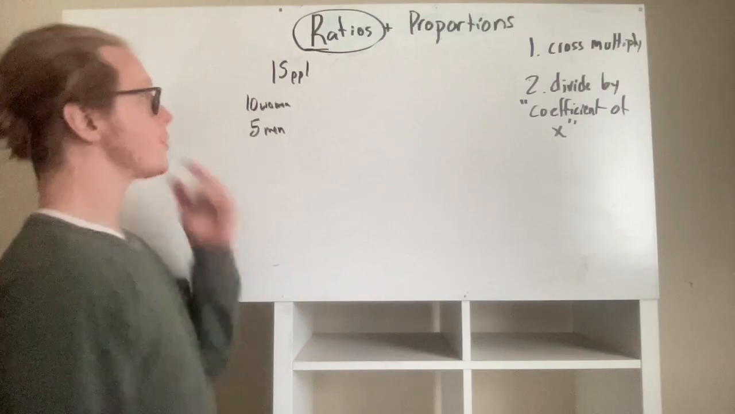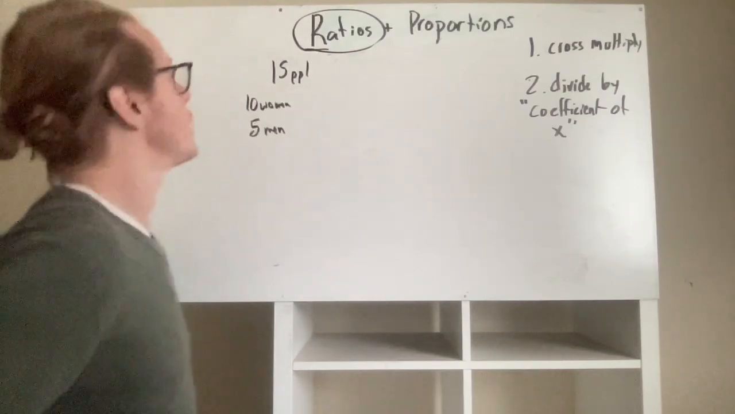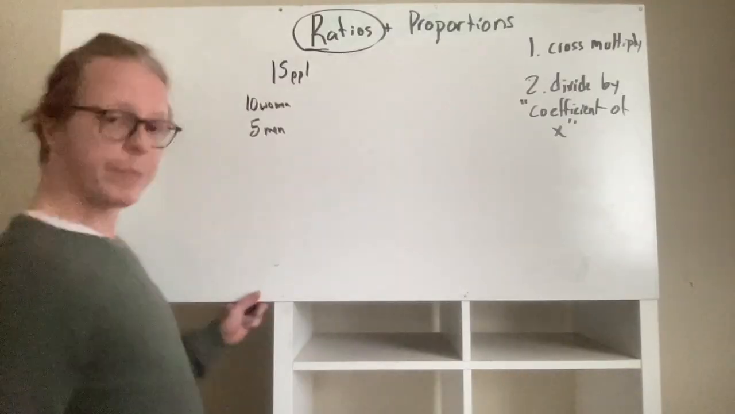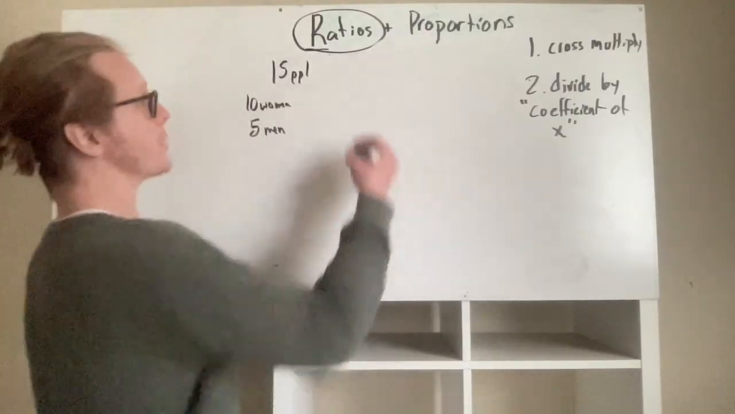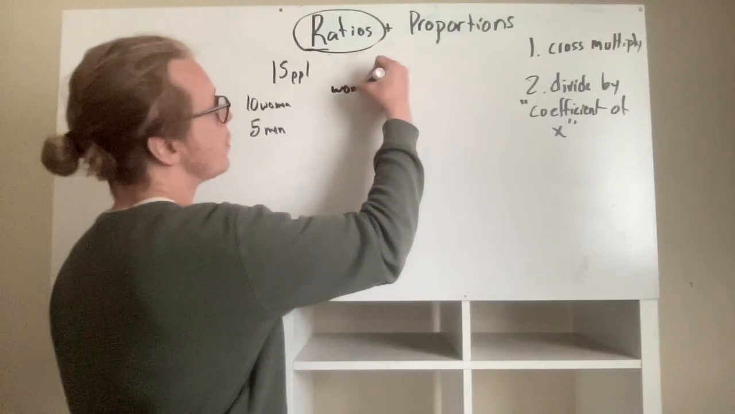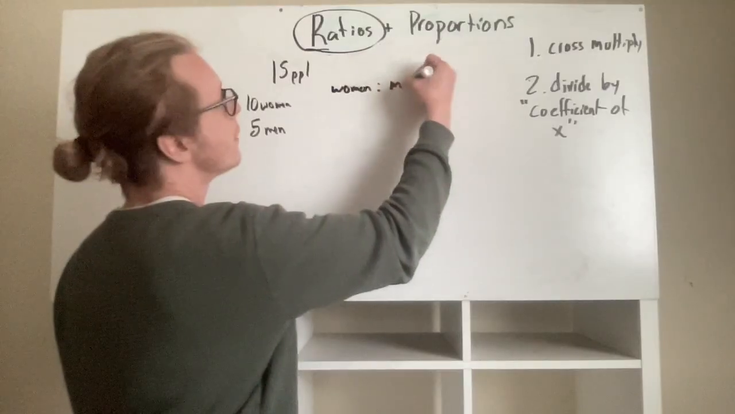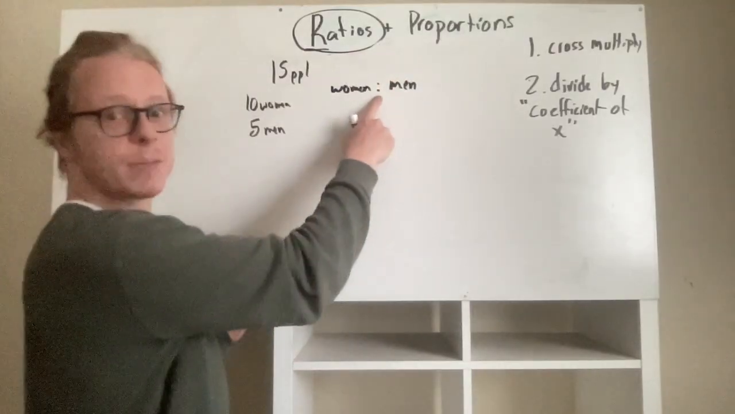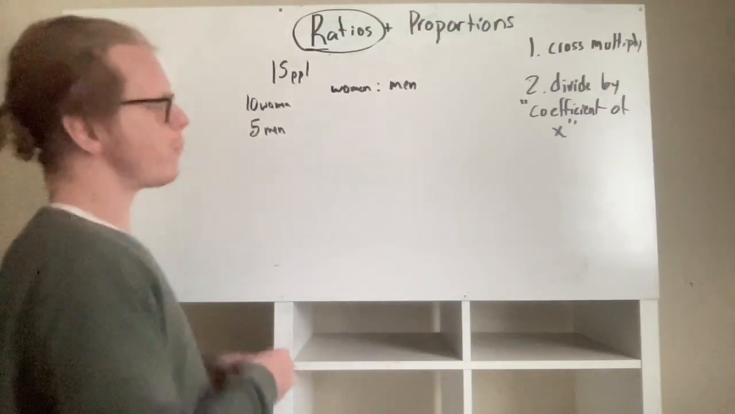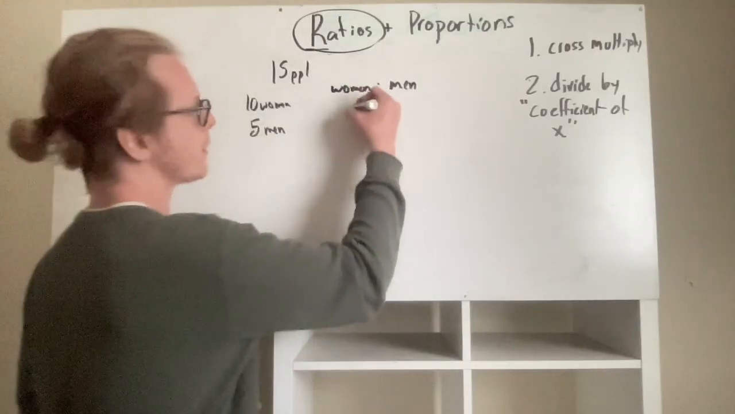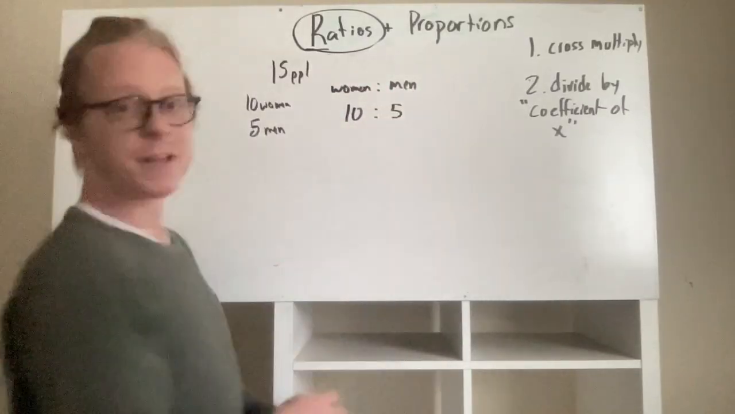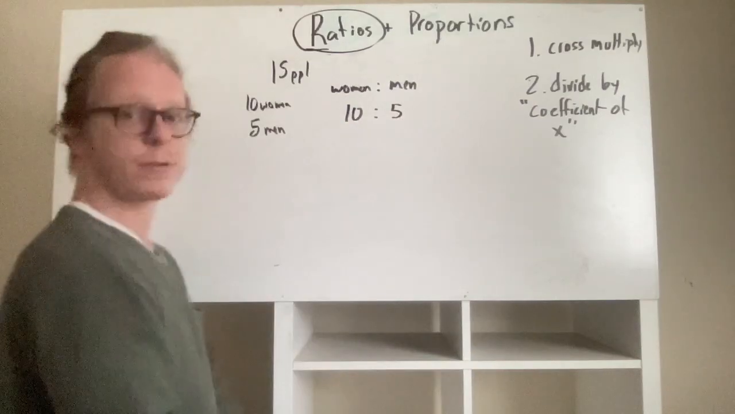Okay, so now let's take a look at ratios and what ratios are. So let's imagine we have a room with 15 people, 10 women and 5 men. So we could talk about the ratio of women to men. Okay, this symbol, the colon here, is a symbol that we use for a ratio. So what's the ratio of women to men? Well, there are 10 women and 5 men. So there's a 10 to 5 ratio.